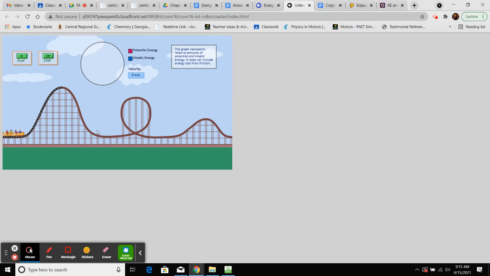Okay, so you saw that the kinetic energy was the greatest down here, here, and down here. Potential energy was greatest here, and then here. Why? Because of the height differences. So the highest height would have the greatest gravitational potential, then the next, and then the next. So we're going to screenshot this.